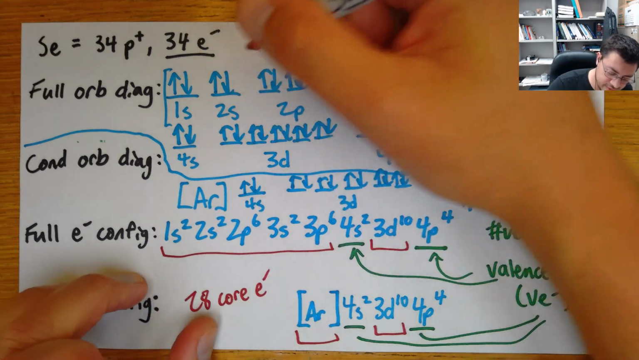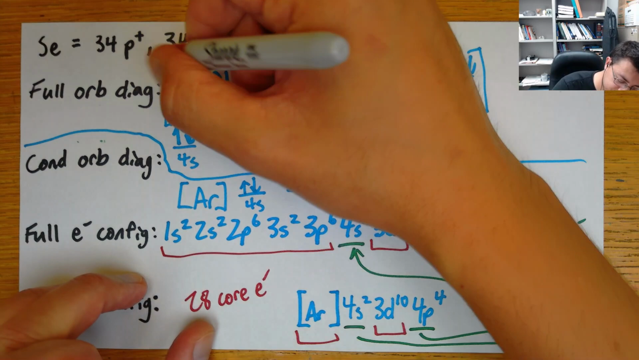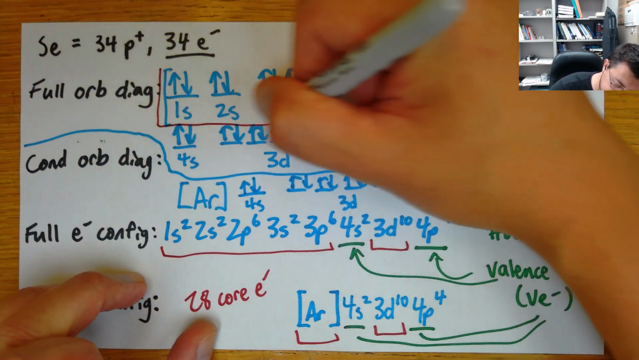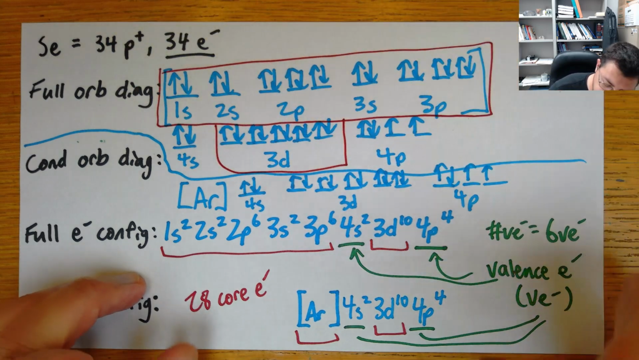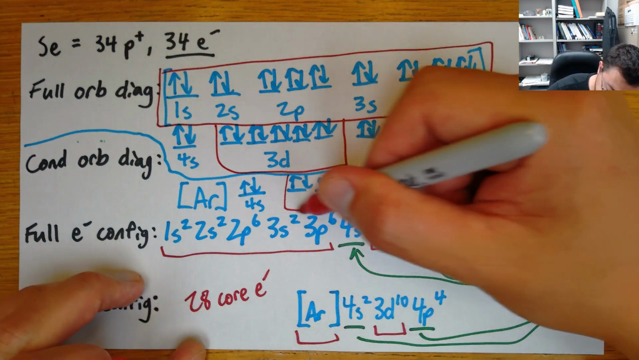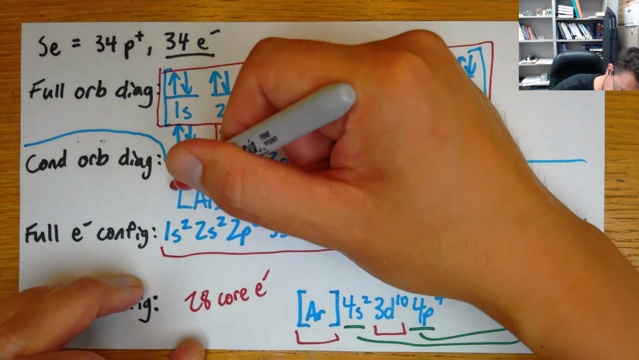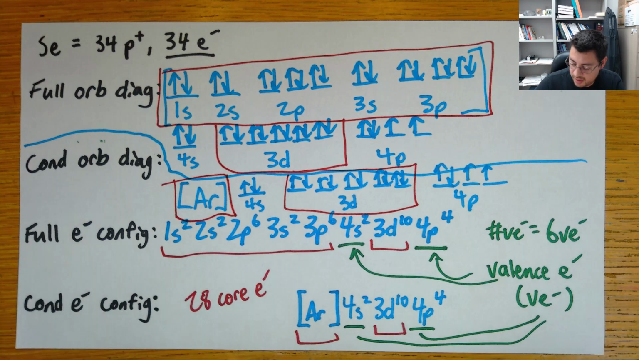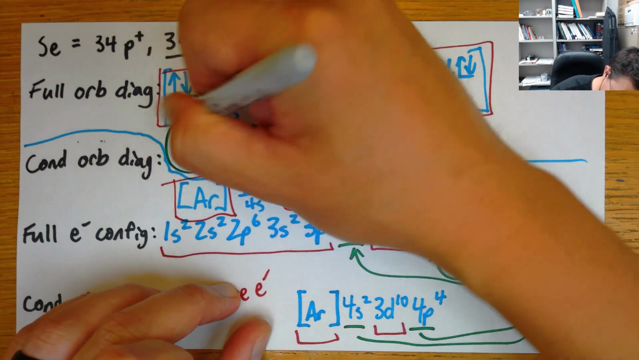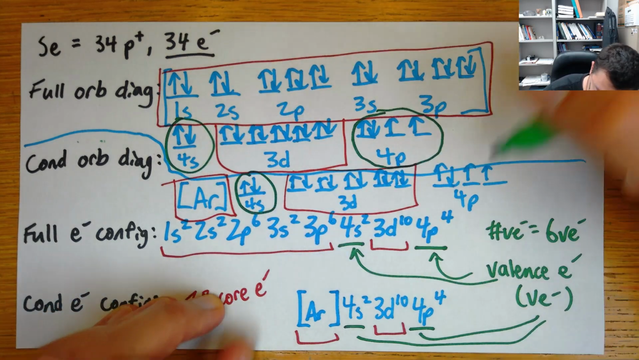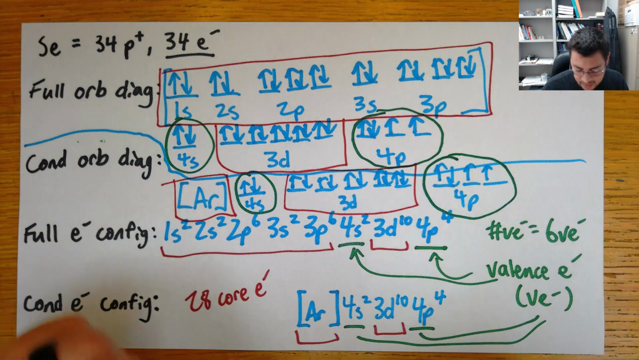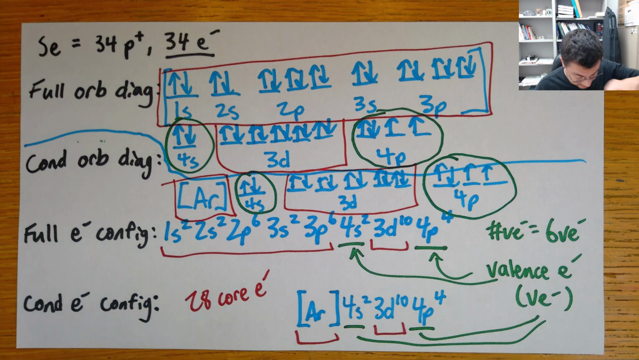I'll point out the core versus valence. So with red, I'll do a box for core. And then I'll do green circles for valence. All right, there we go. There is selenium. Done.